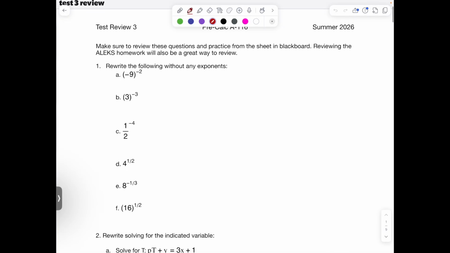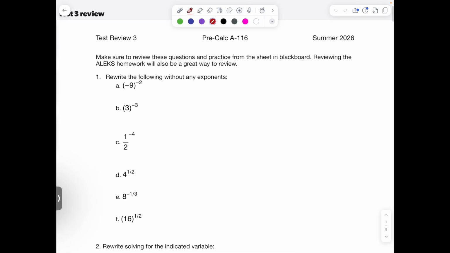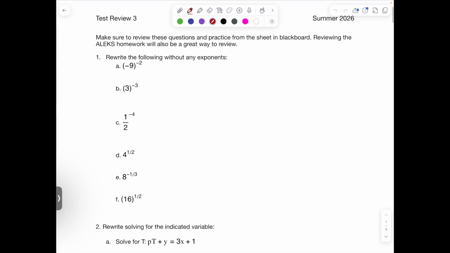All right, so let's talk about test 3 review. After completing the problems on the test review, reviewing in ALEKS, and looking at the practice sheet in Blackboard, you should be pretty comfortable for the test. So for question 1, we're asked to rewrite without exponents.